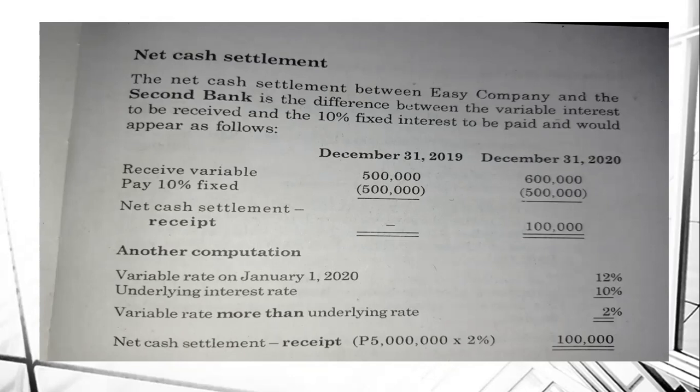So there is another computation. It is the difference between the variable rate and the underlying interest rate, then multiply it by the notional amount of 5 million.